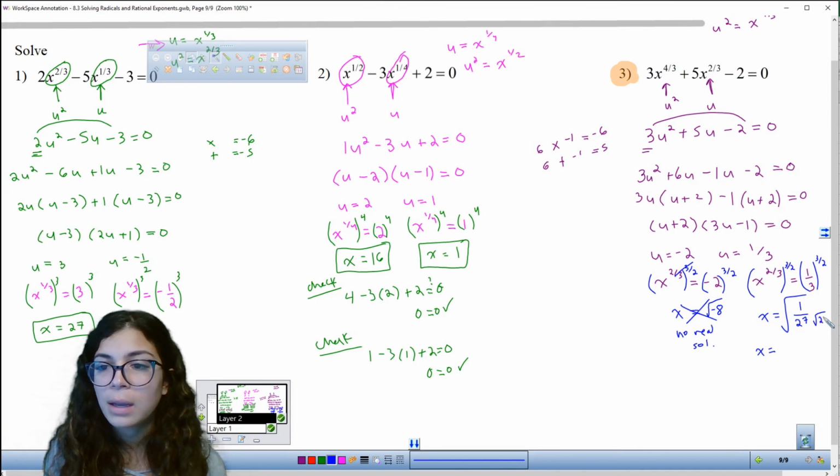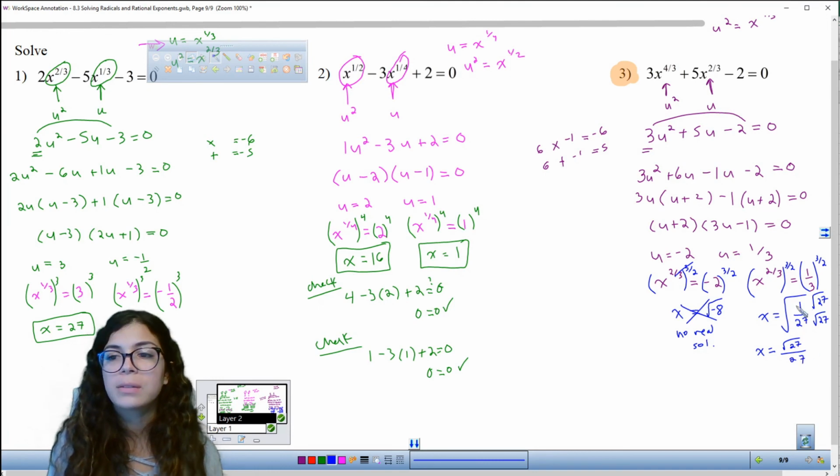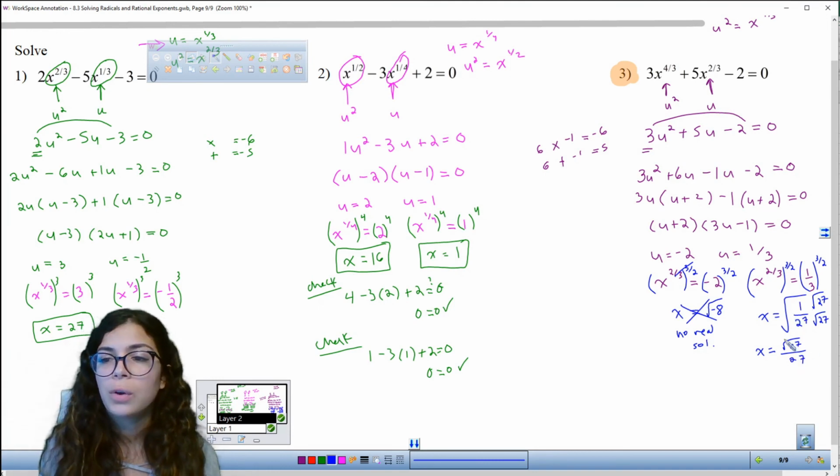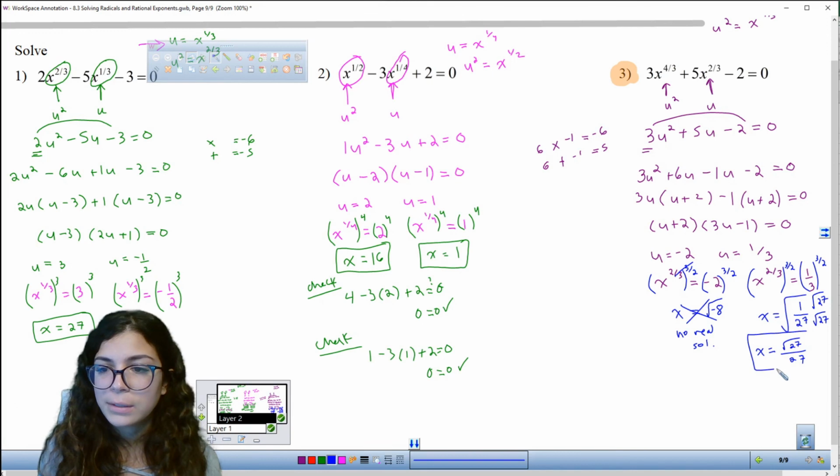So I need to rationalize because I cannot have a square root in the denominator. So this will end up being the square root of 27 over 27, right? Because the square root of 1 is just 1. So that is our final answer.